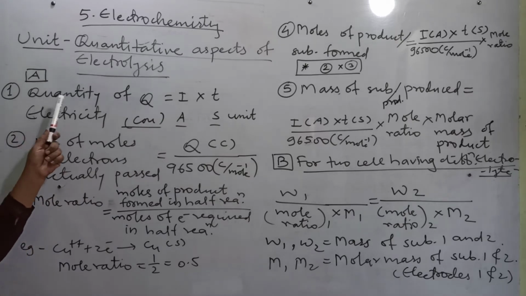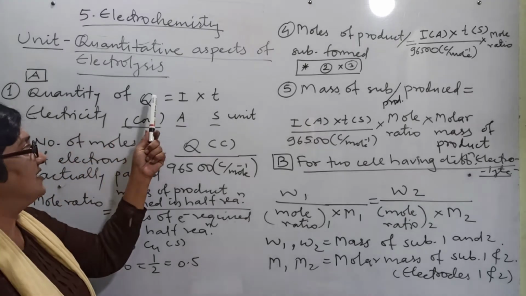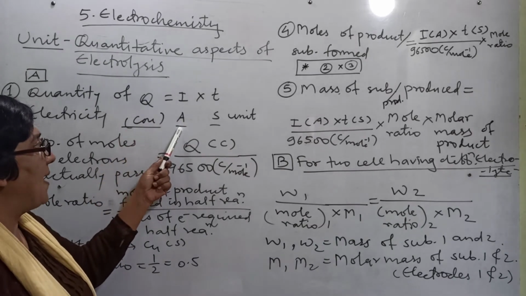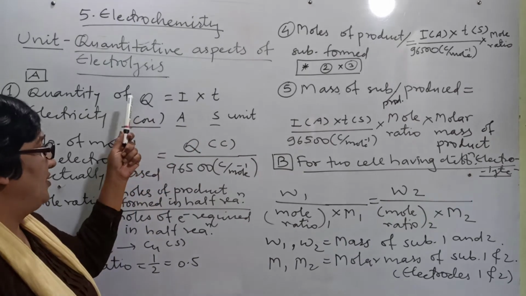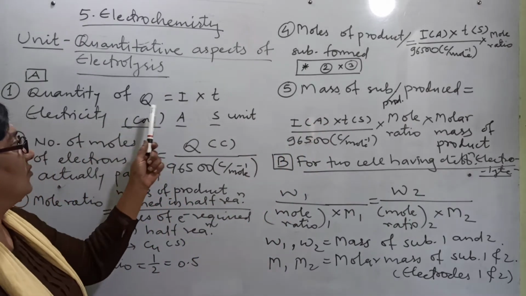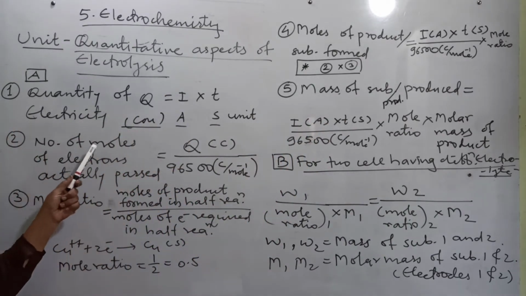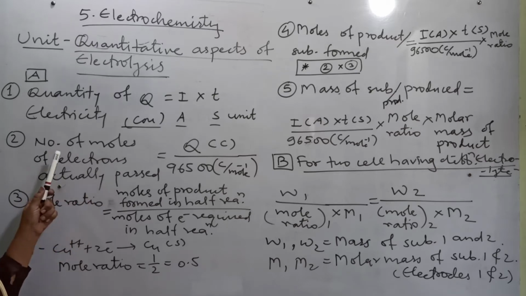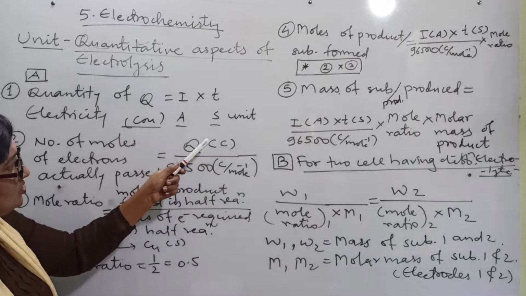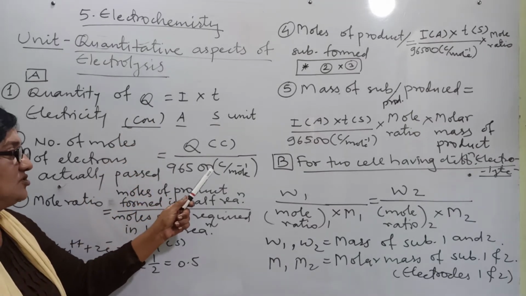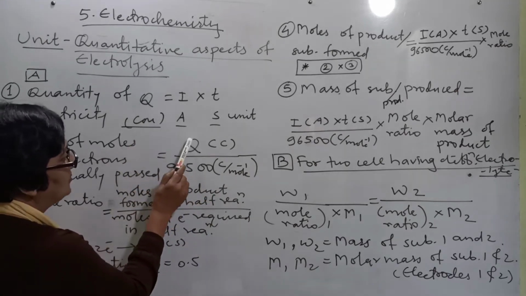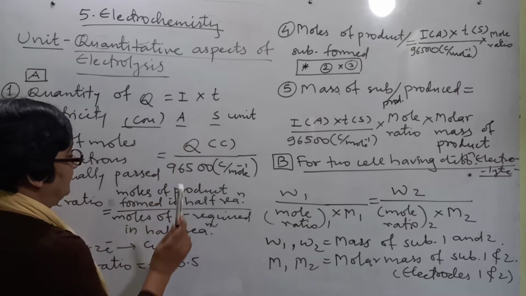The first is the quantity of electricity passed, Q is equal to I into T. The unit of Q is coulomb, I is ampere, and time is in seconds. So if you remember this formula, you can write all these formulae very easily. Q equal to IT. Second, the number of moles of electrons actually passed. Number of moles of electrons passed is equal to Q, that is I into T, divided by 96500 coulomb per mole. Instead of this Q, you can write I into T here.